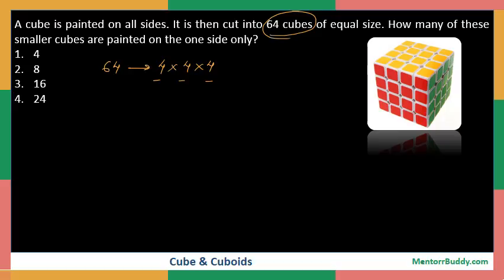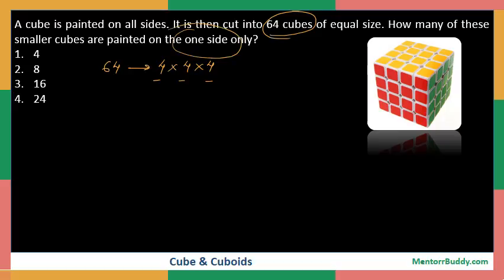Now because it was painted on all the sides, there would be some of the cubes which will be painted on two faces, some of them will be painted on three faces, and some of them will be painted on a single face. In fact, the inner core of the cubical structure will not be painted at all. So let us figure out how many cubes have paint on one side only. That is what the question is asking us.